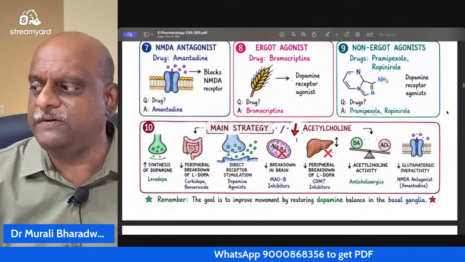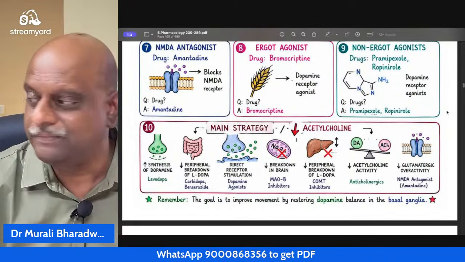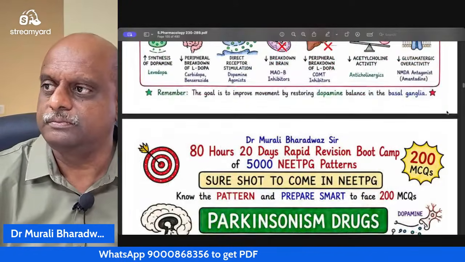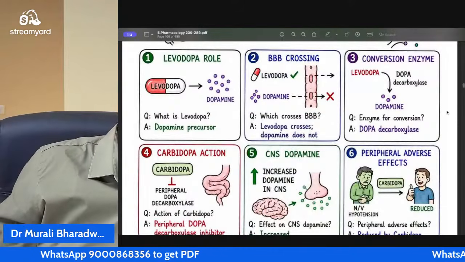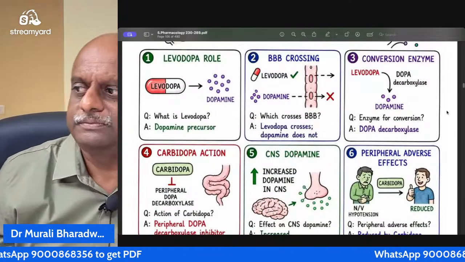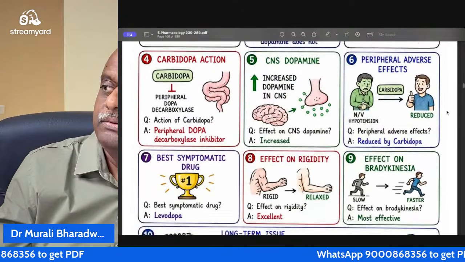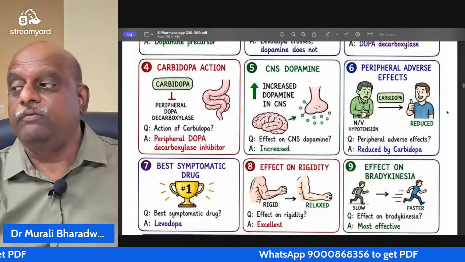So that is the first classification, straightforward. Right? Now, what is the role of levodopa? Levodopa is the dopamine precursor. Then, very important thing.